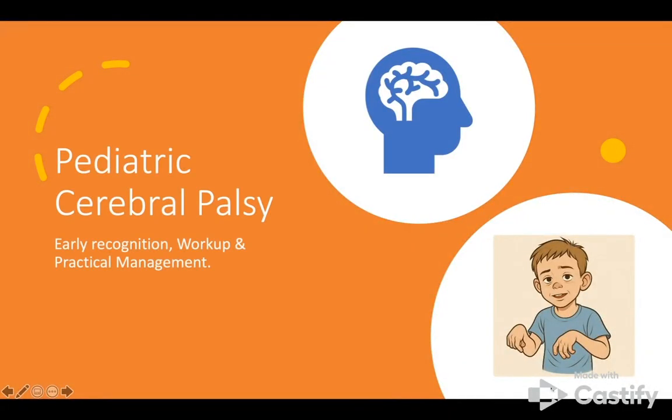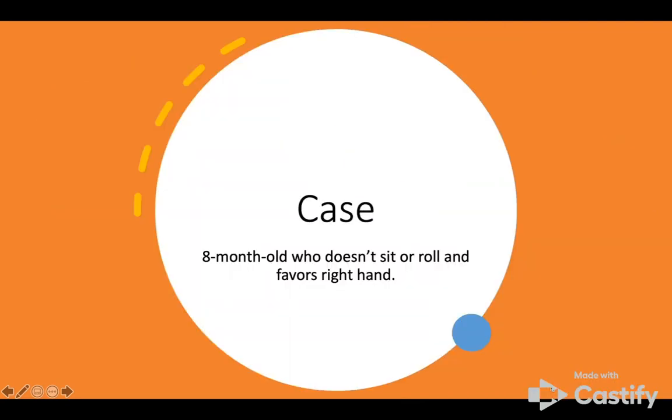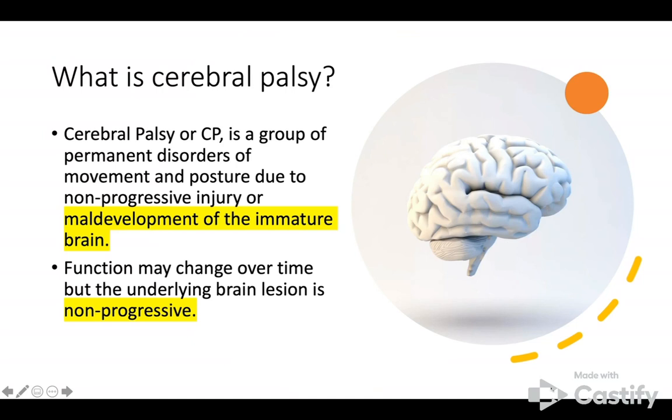Well, talking about the most common motor dysfunction in the pediatric population, pediatric cerebral palsy. Starting with a case of an 8-month-old baby girl who doesn't sit or roll and favors her right hand. Here you can see a delayed milestone, because at 6 months we expect babies to sit alone and roll. And she favors the right hand, which means that one part of the body is functioning better than the other. So what is cerebral palsy?